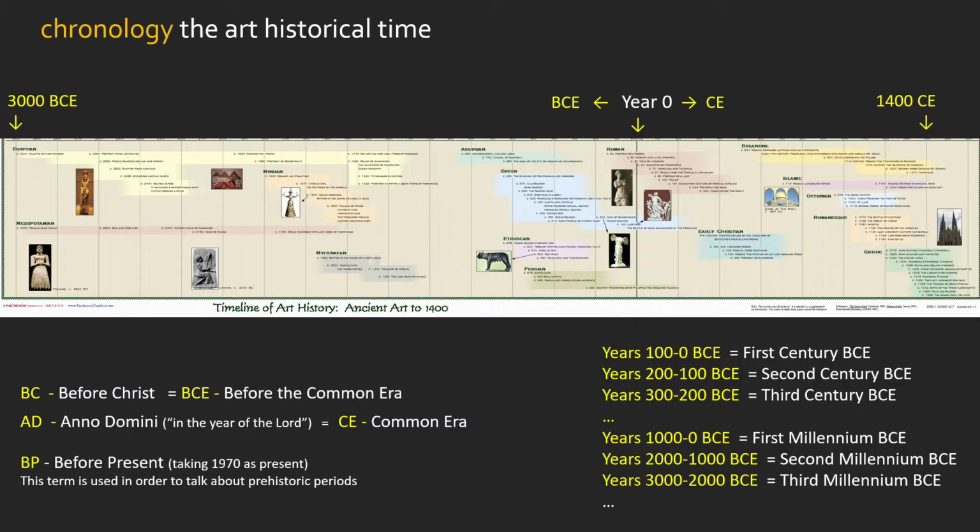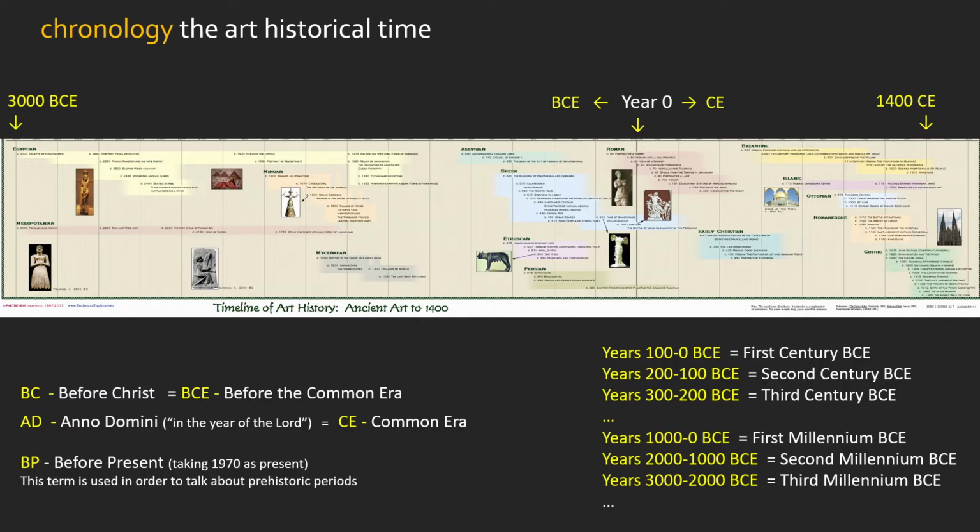And sometimes you might run into BP, which stands for before present. That's usually used for more geological time periods or really distant time periods, where BC is not going to make much sense, but from before the present. And usually 1970 is taken as the standard present, although now it's 50 years old.